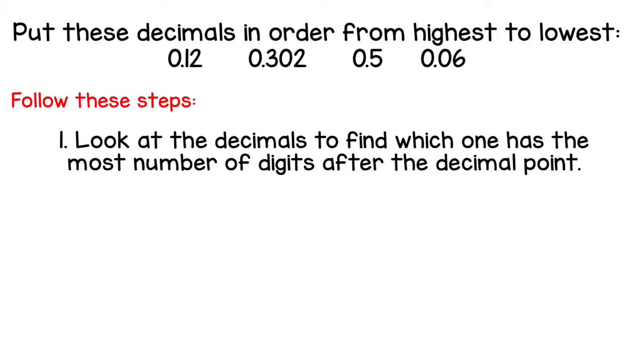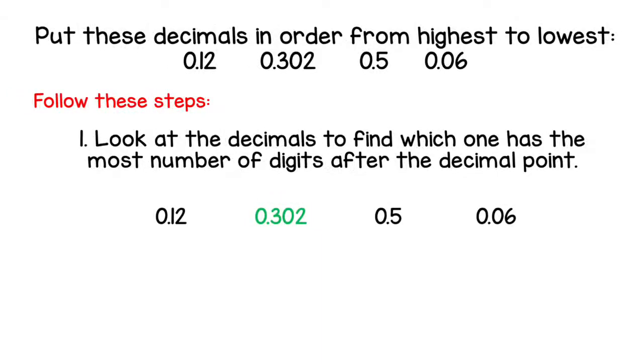Is it 0.12 with 2 digits, the 1 and the 2? 0.302 with 3 digits after the decimal place? 0.5 that just has 1 digit? Or 0.06? That has 2 digits. Now you should identify from this that the 0.302 has the most amount of digits after the decimal place, as it has 3 numbers after the decimal place. So that's the first step. Identify that number that has the most digits after the decimal place.